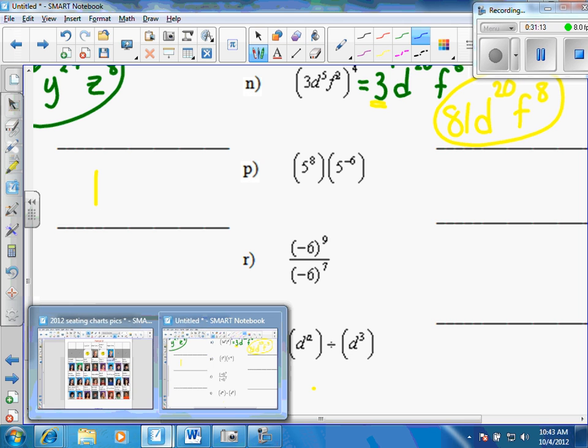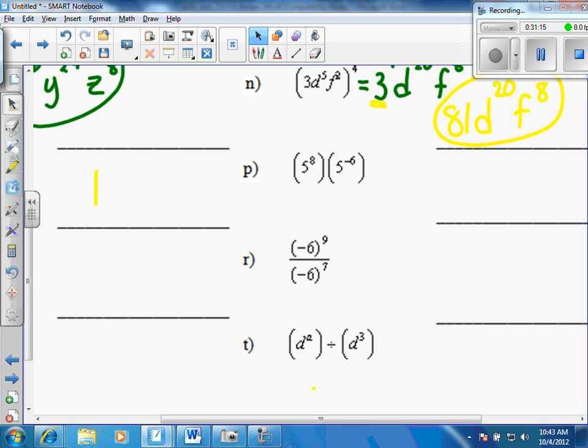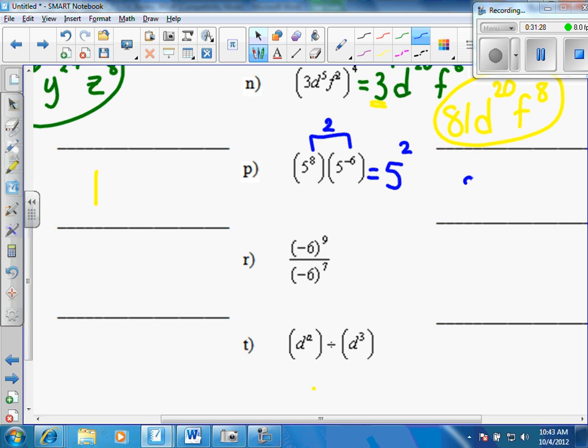Okay, on this problem here, we have two bases, and so we're just going to add the exponents. 8 plus negative 6 is positive 2, so this is 5 squared, so the final answer is 25. So because we have two of the same base, we add the exponents.